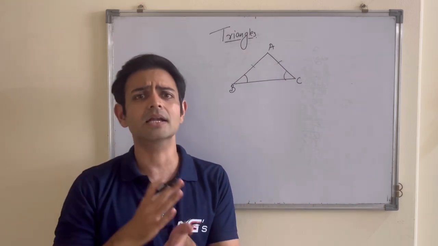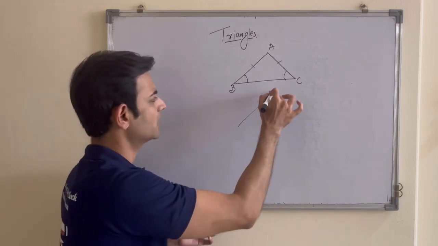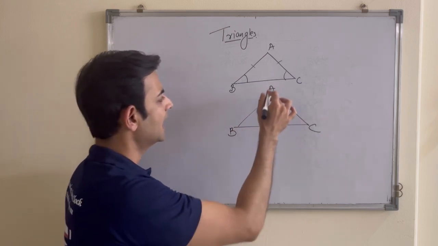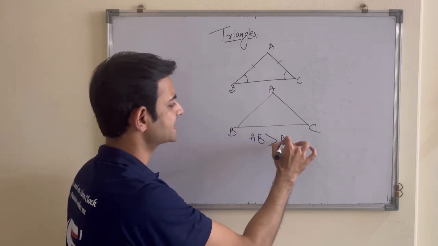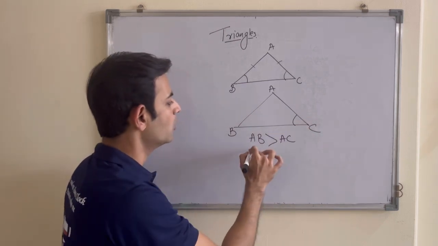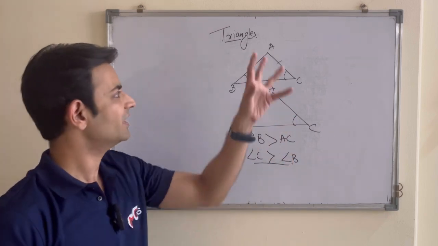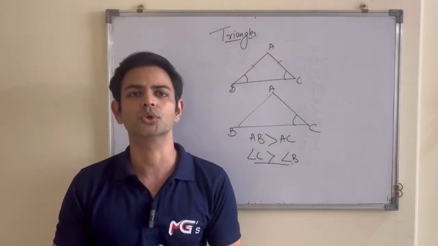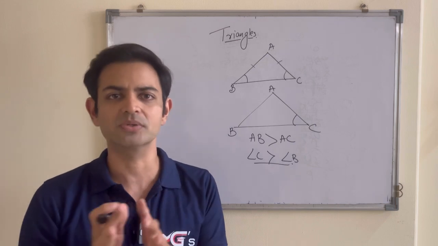Now, in case the sides are not equal, but one is larger, one is smaller. For example, if I have a triangle ABC here and AB is more than AC, then the angle opposite to AB, that is angle C, will also be more than angle B. So for the equal sides and for the unequal sides, this is the relation that you should know. Now let's take some of the terminologies that we will use in this chapter.